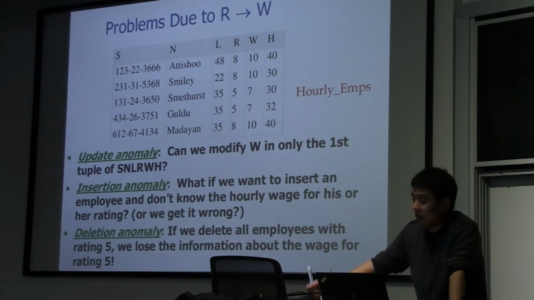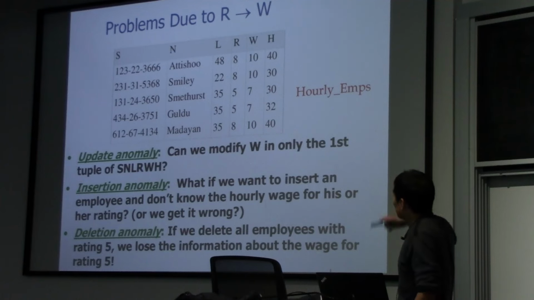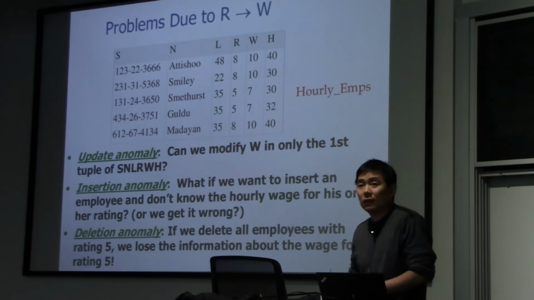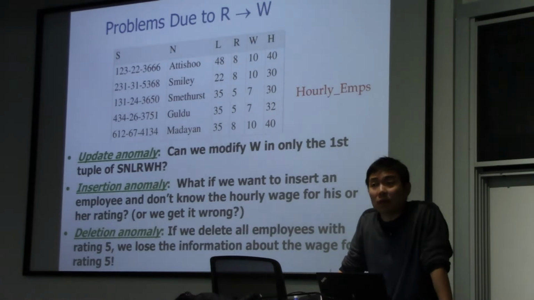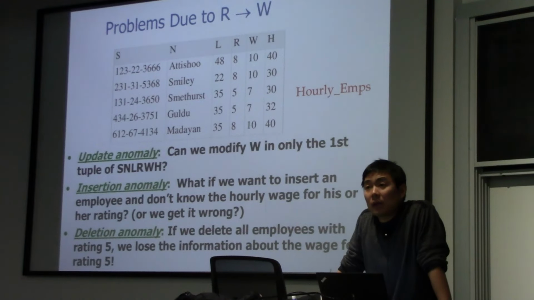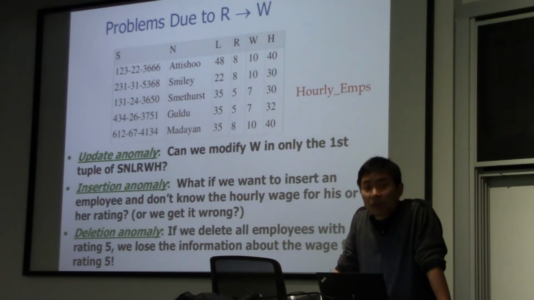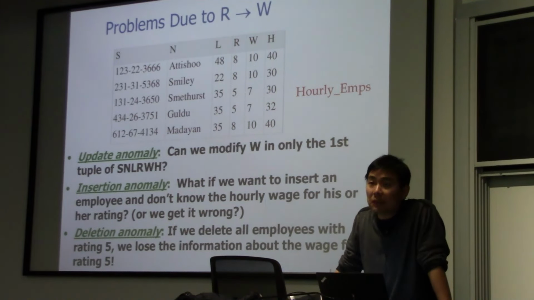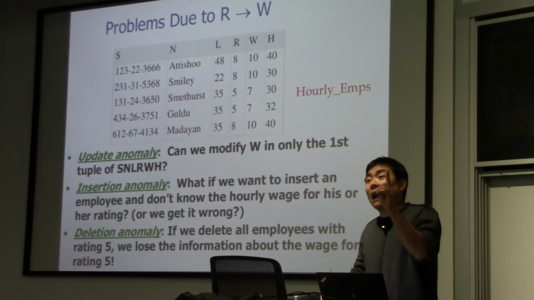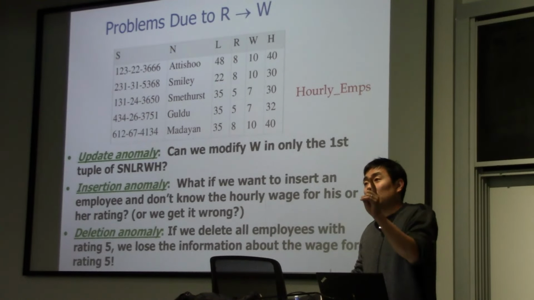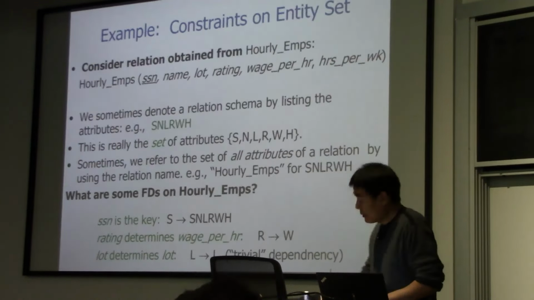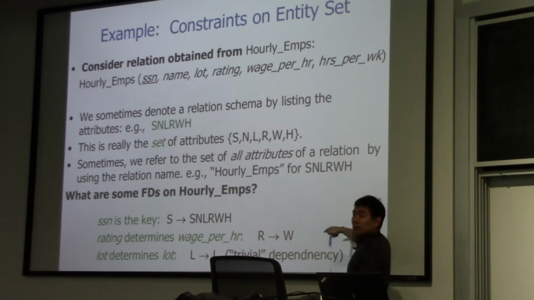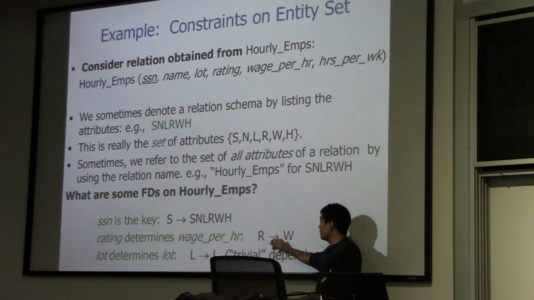Can we modify the wage value W in only the first couple of this instance? Yes or no? Well, in a database, if you don't have any constraint checking, yes, that's fine. You can go ahead and update that. But once you do that, what happens? You have violated this constraint.